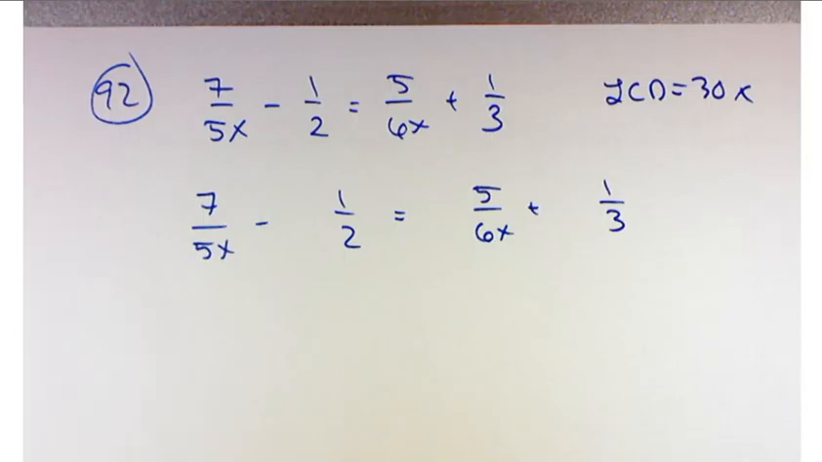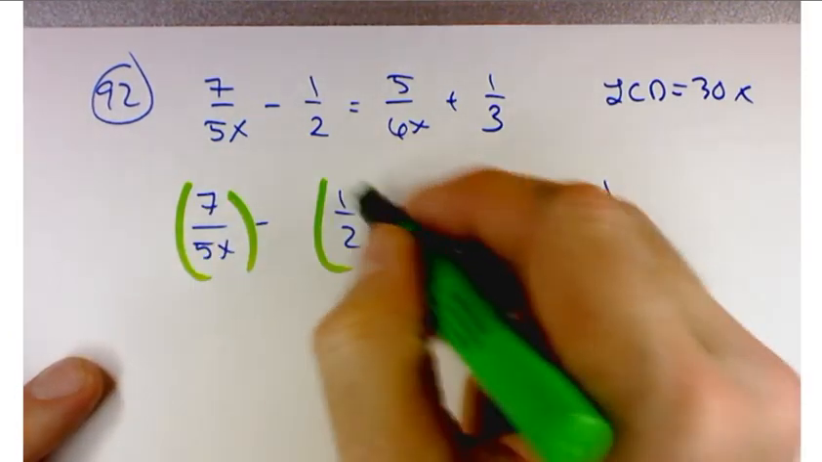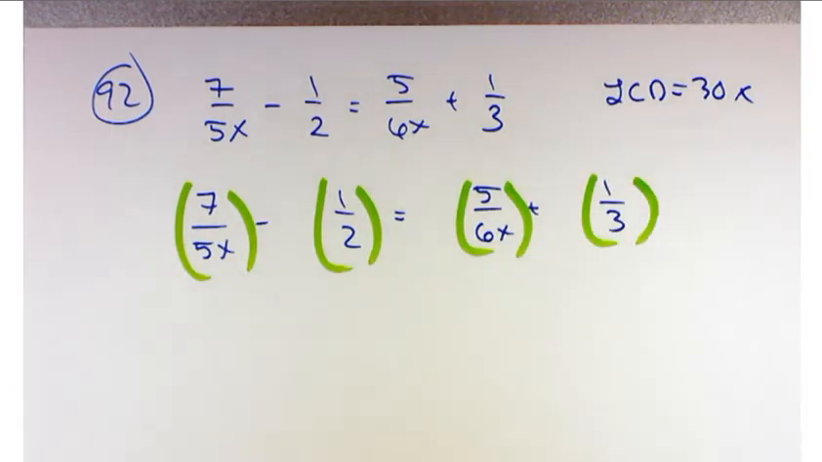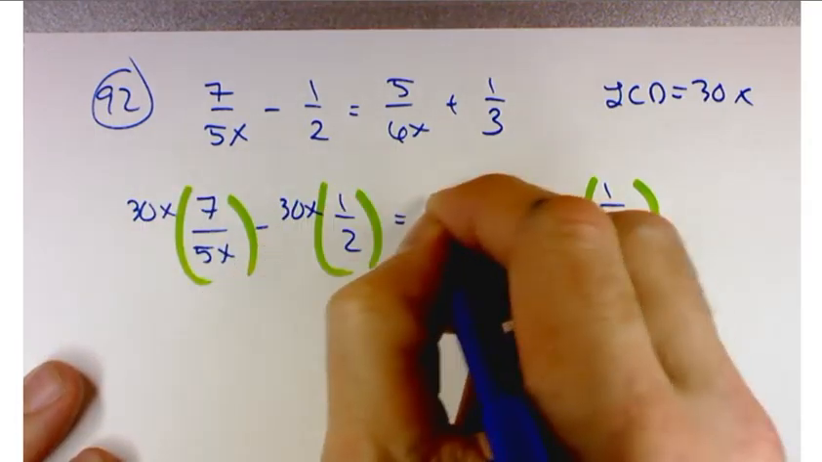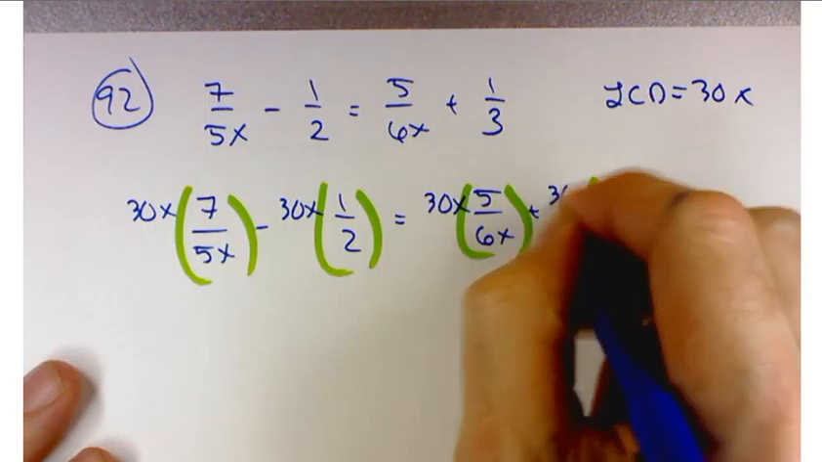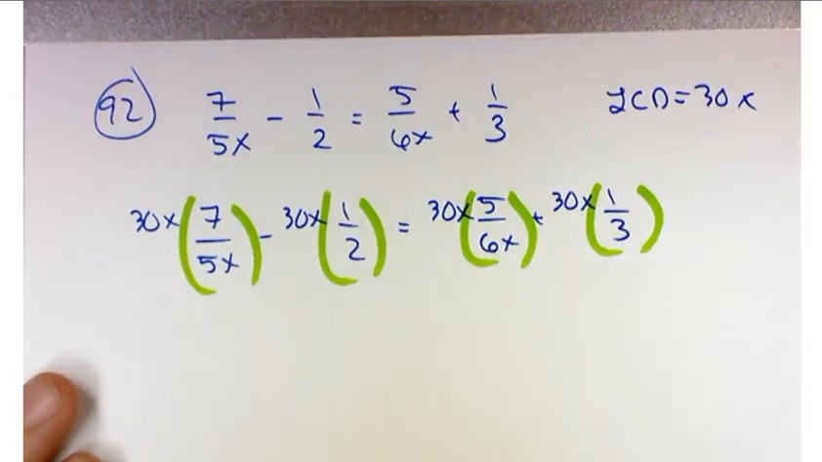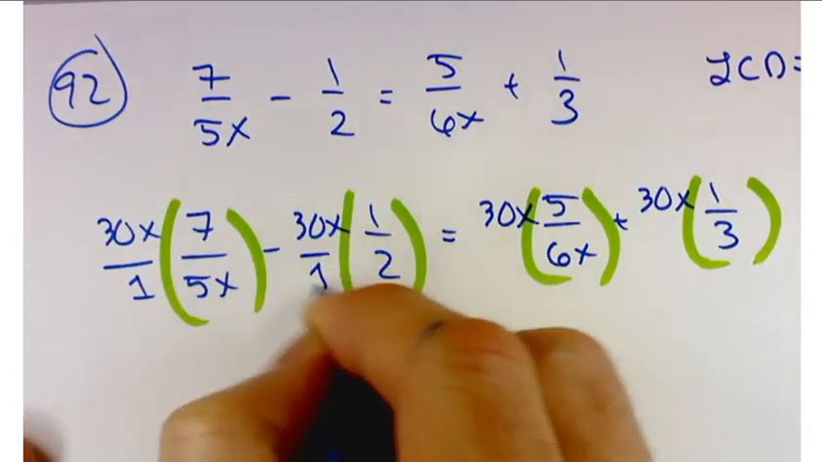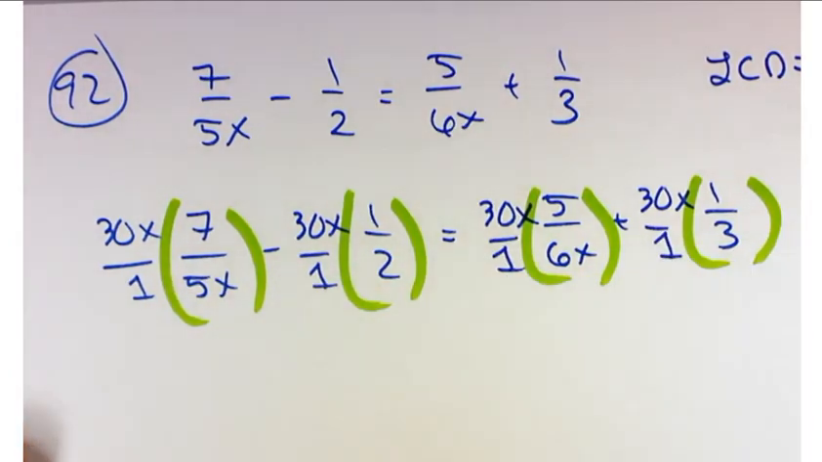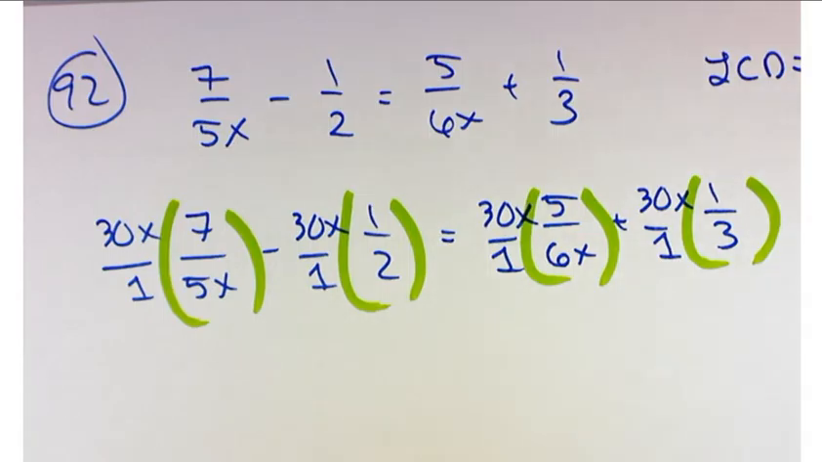So let's see here. Everything's going to get multiplied through by 30x. So 30x here, 30x here, 30x here, and 30x here. If it helps you, maybe think of it as 30x over 1, so that you get some cancellation there. See what you can come up with in terms of your cancellation.